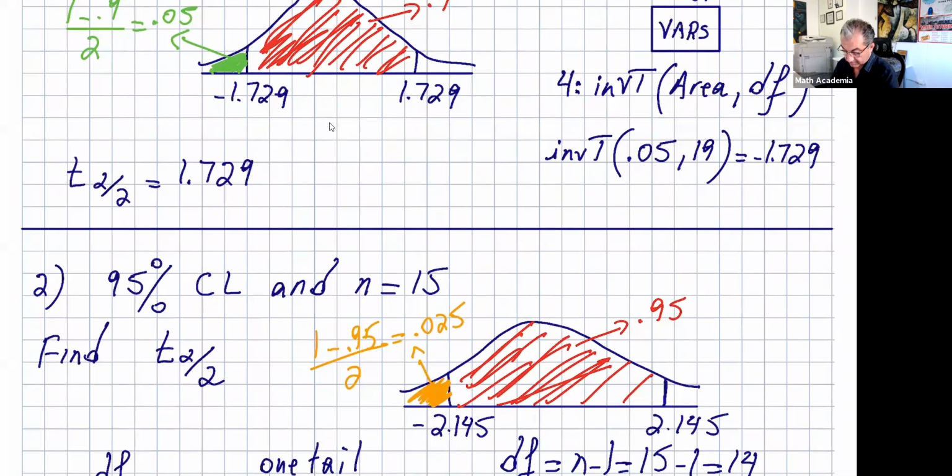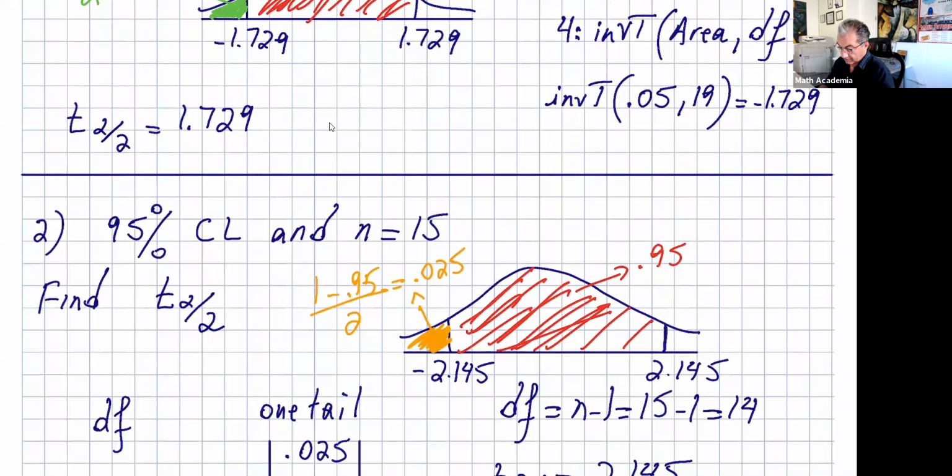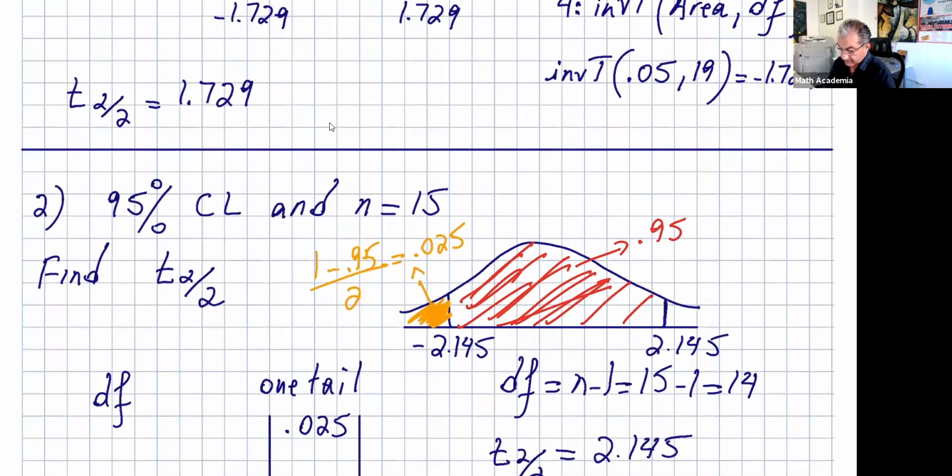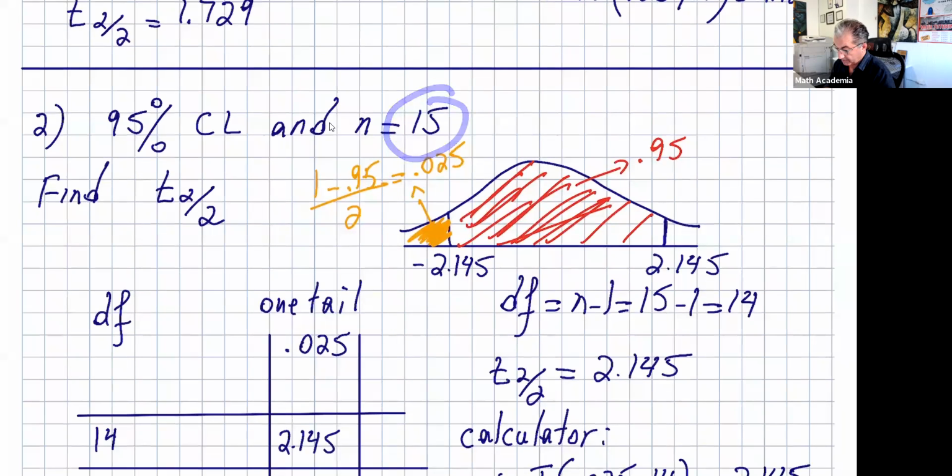Let's do another example. 95% confidence level, n is 15. One more time, 95% confidence level is this area in the middle. The area in the tail is (1 minus 0.95) divided by 2, and that's 0.025. n is 15, so degrees of freedom are 14. So remember these numbers: 95%, the area in the tail is 0.025, degrees of freedom 14.